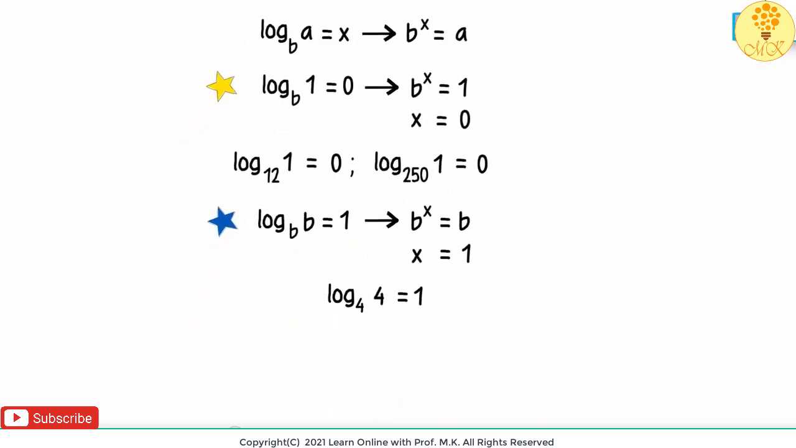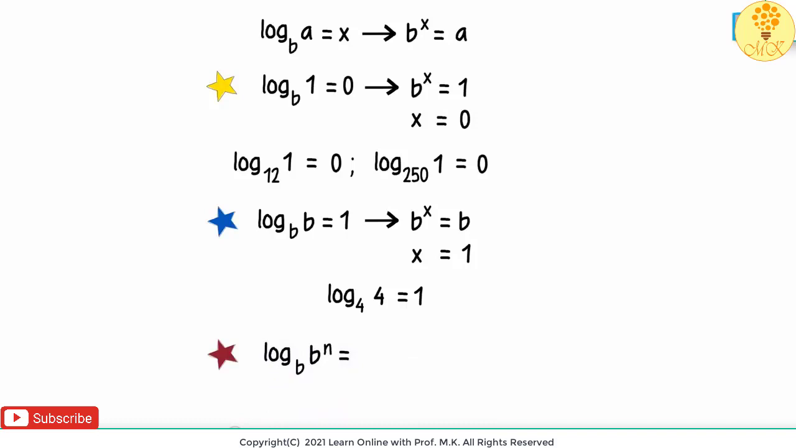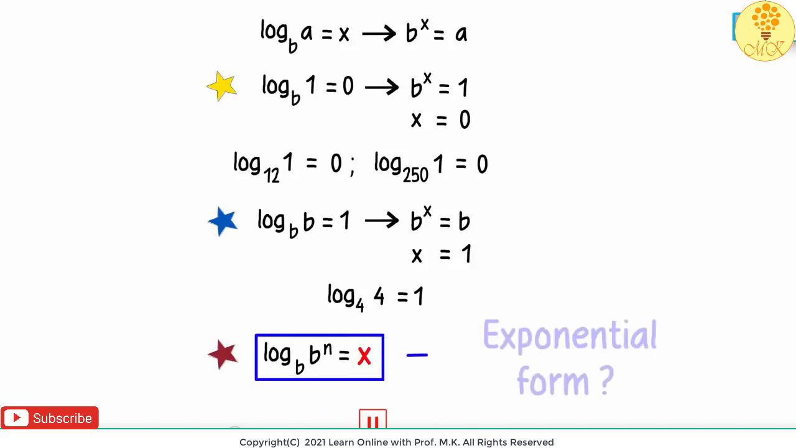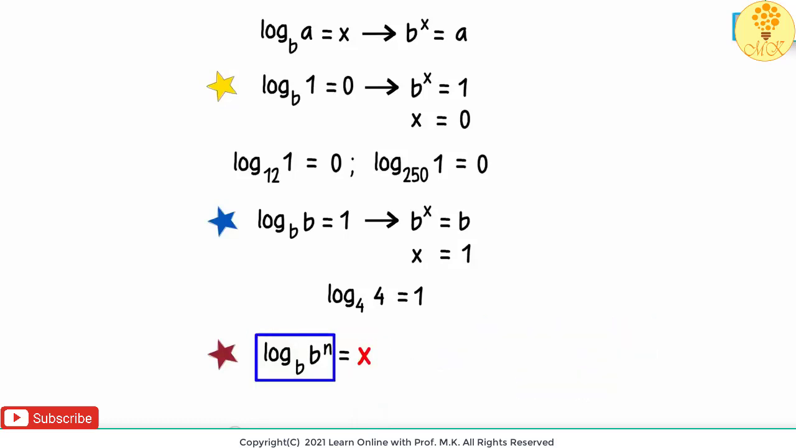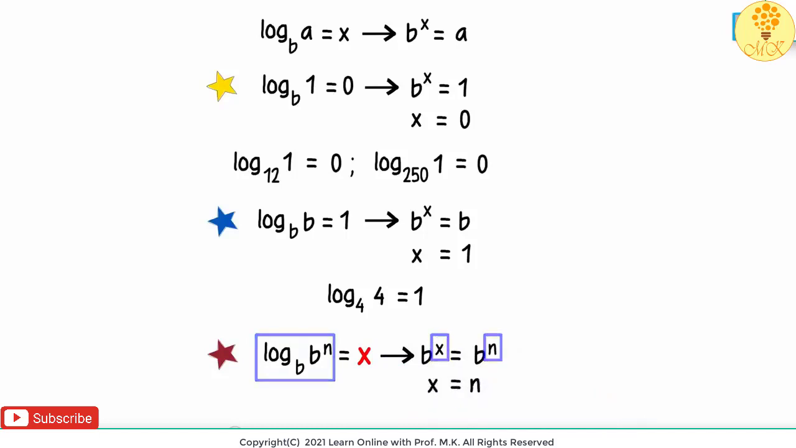The third one is pretty cool. It talks about the log of b raised to n to the base b. Assuming this equals x, try writing this in the exponential form. It is written as b raised to x is equal to b raised to n. It's pretty clear. x has to be equal to n. So the log of b raised to n to the base b will equal n. An example would be log of 11 cubed to the base 11 will equal 3.